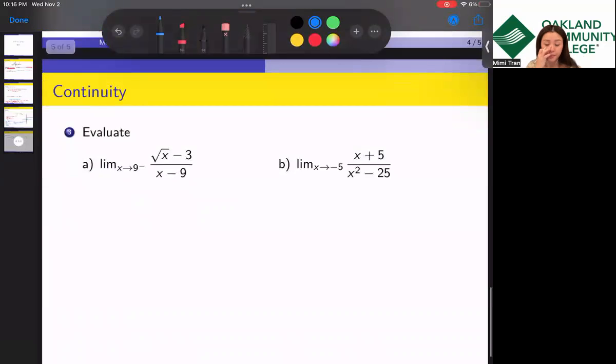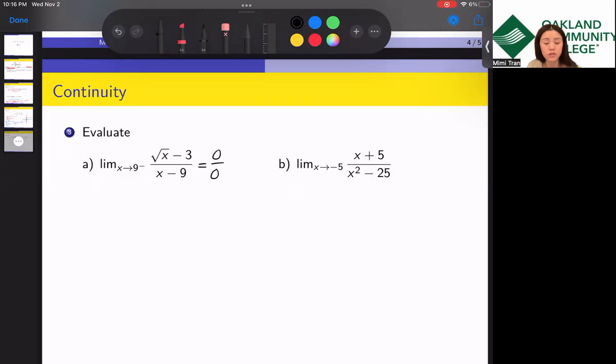Let's evaluate some limits. I want to evaluate the limit as x approaches 9 from the left of the square root of x minus 3 over x minus 9. The first thing I do is plug it in. By the way, that's not -9, right? That's 9 from the left, so something like 8.9999999 forever. So I'm going to plug in 9 for x. The square root of 9 minus 3 is 3 minus 3, which is 0, over 9 minus 9, which is 0. So this is an indeterminate form.